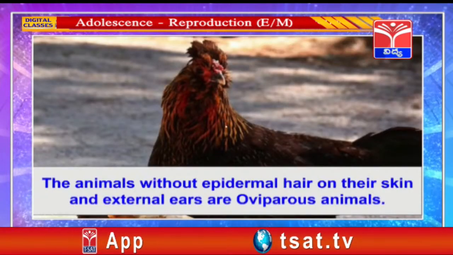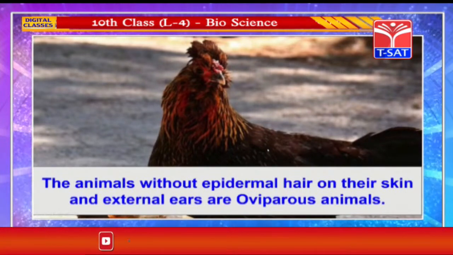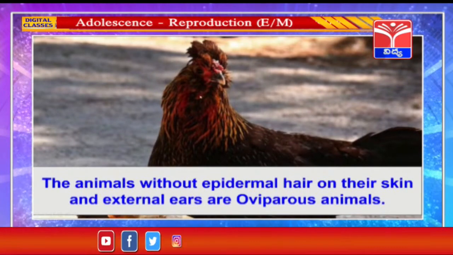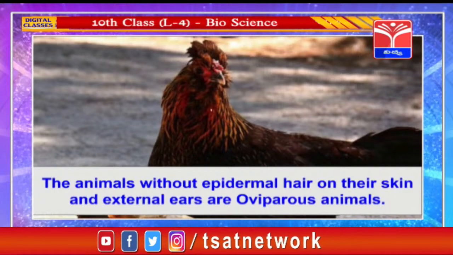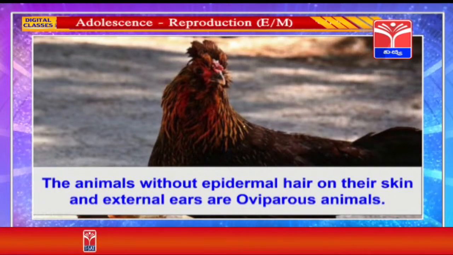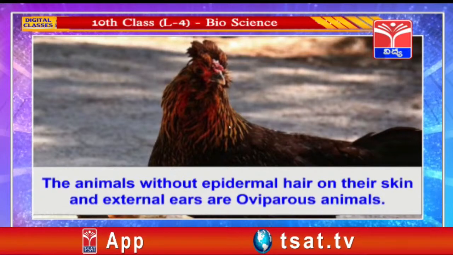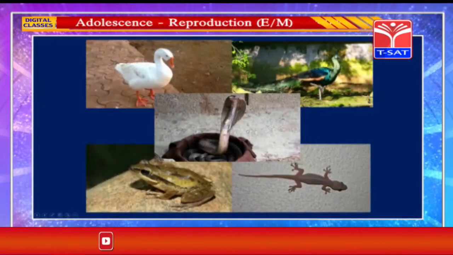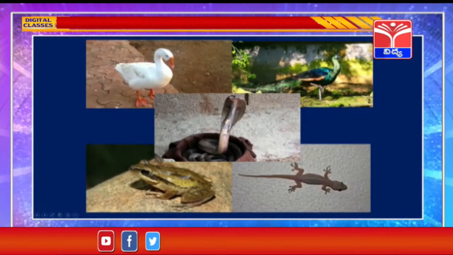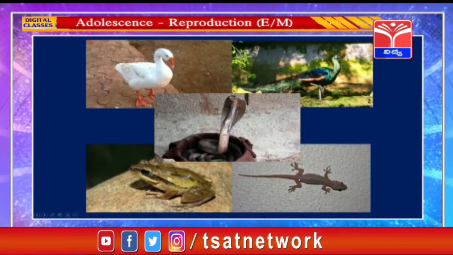Here, in these animals like the hen, they do not have epidermal hair on their skin and they do not have external ears. Such type of animals are called oviparous animals. Ovi means egg. Egg laying animals are called oviparous animals. Examples: hen, duck, peacock, snake, frog and lizard.